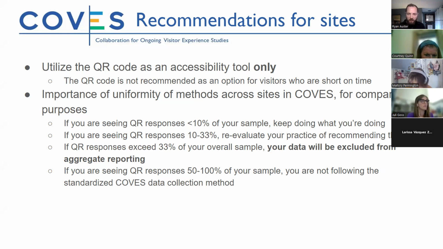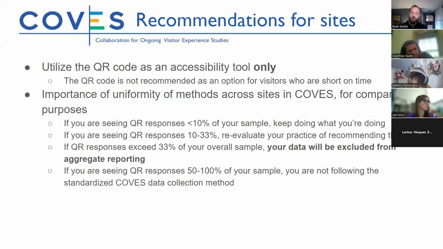The reason I wanted to share this is to talk about the entire COVES community. Right now, we've got roughly 120 museums collecting COVES data, which is amazing. Of that 120, 67%, so exactly two-thirds, are in that 0 to 10% range. So for two-thirds of our sites, this is a moot point essentially. 16% of our sites are above 50%.